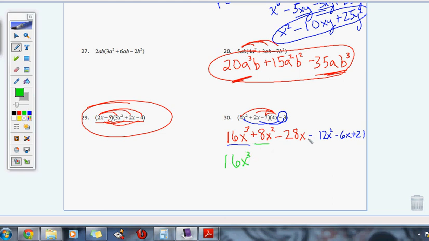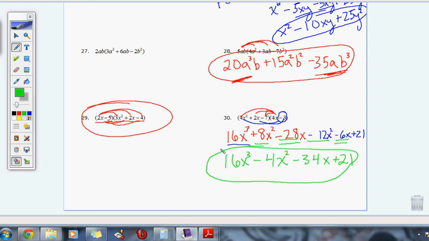I do have 8x squared and negative 12x squared. Combine those together, it's actually a negative 4x squared. We got negative 28x and negative 6x for negative 34x's. And then the 21 is all by itself over here. So we are done with that 4-term polynomial of degree 3 in descending order.